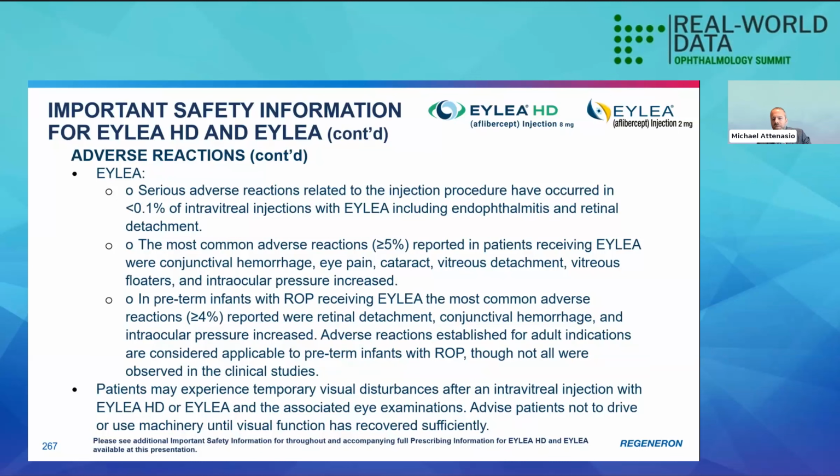For EYLEA, serious adverse reactions related to the injection procedure have occurred in 0.1% of the intravitreal injections, including endophthalmitis and retinal detachment. The most common adverse reactions reported in patients receiving EYLEA were conjunctival hemorrhage, eye pain, cataract, vitreous detachment, vitreous floaters, and increased IOP. In preterm infants with ROP, which is only indicated for EYLEA, the most common adverse reactions reported were retinal detachment, conjunctival hemorrhage, and increased IOP. These are adverse reactions in adult indications that were observed in clinical studies. Next slide.